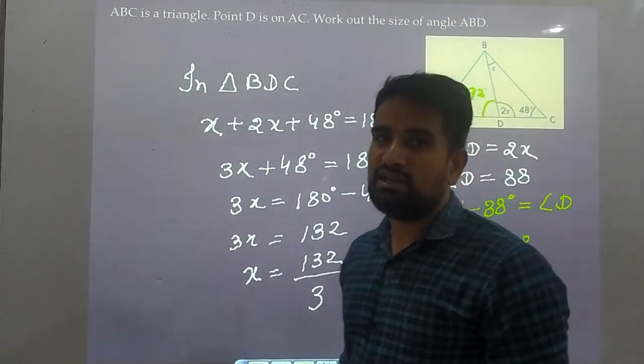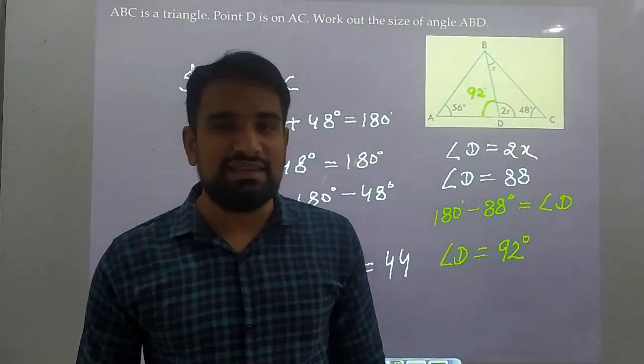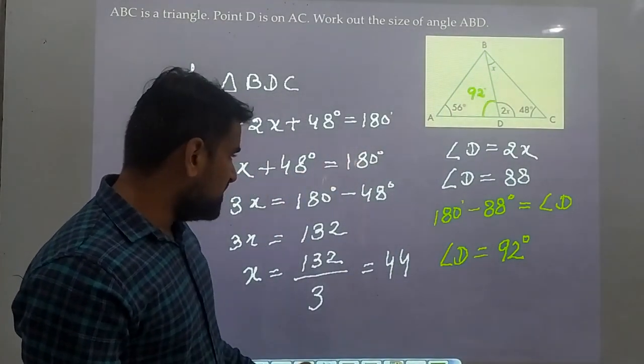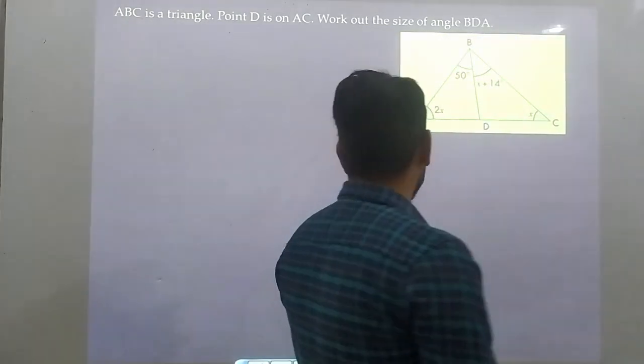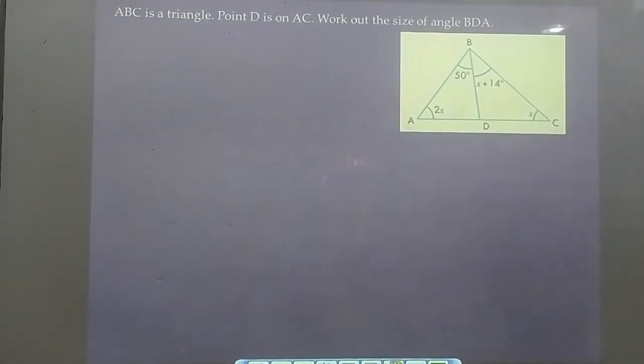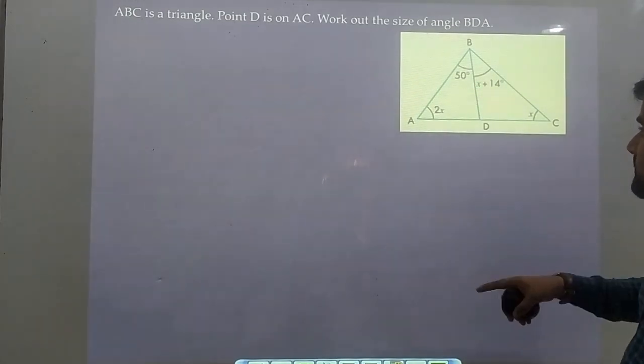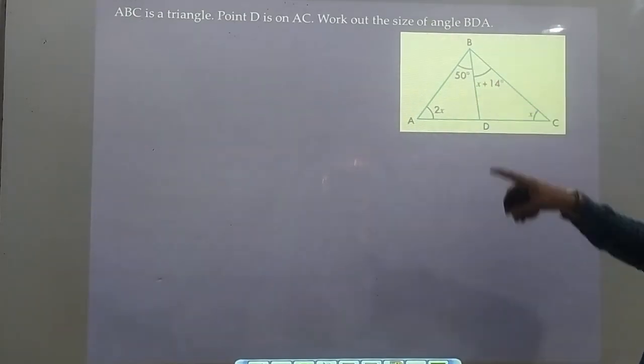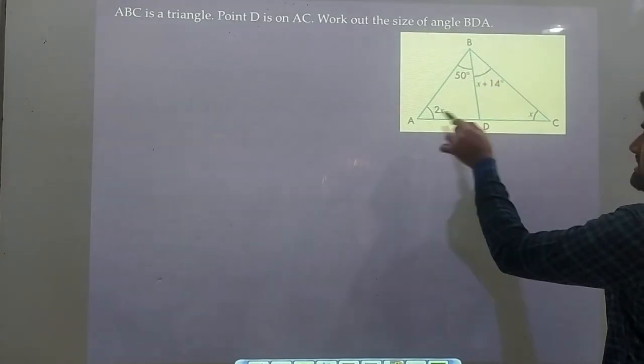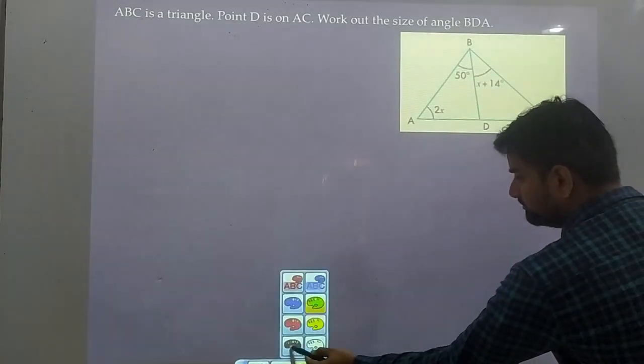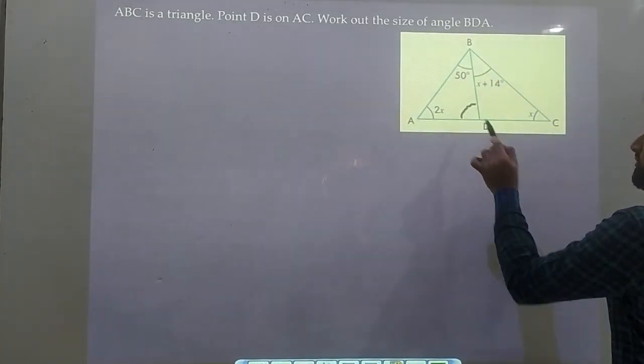I hope you guys understood it very easily. Okay, let's move to the next question. The next question is: ABC is a triangle, point D is on AC. Work out the size of angle BDA. The angles are 2x, 50 degrees, and this angle. So here in this triangle, we need to find the value of BDA. Let me mark it up. We need to find the value of this angle.